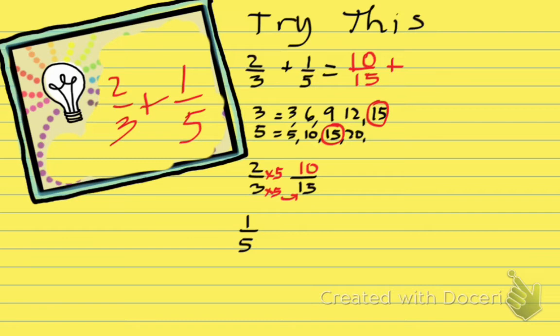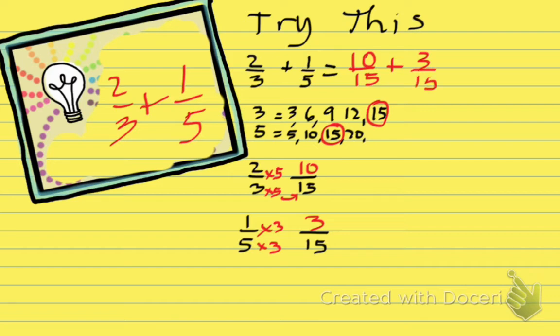1/5, our common is 15. So what do I do to 5 to get into 15? I multiplied it by 3. The same with our numerator, multiply it also by 3. So 1 times 3 equals 3. So we have now 3 over 15.